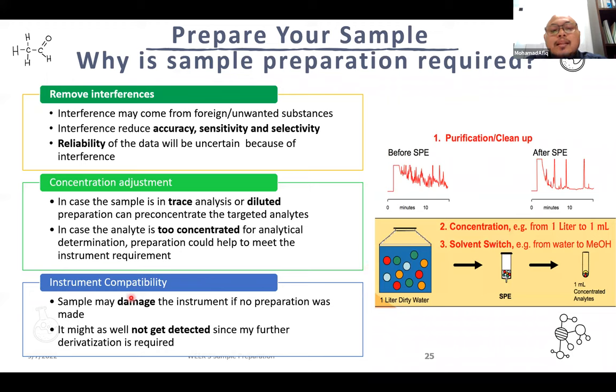Then the next one is instrument compatibility. For example, your sample is in solid form, but the instrument can only be used for liquid samples. By using sample preparation, you prepare it properly so it will not damage the instrument. Sometimes the instrument cannot detect the compound. You can derivatize the sample. For example, if it is not fluorescent under UV, you can add a derivatizing agent which is fluorescent to the chemical, so it can be detected by the instrument.